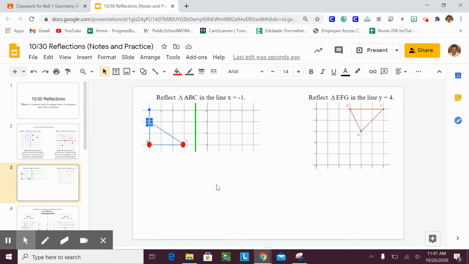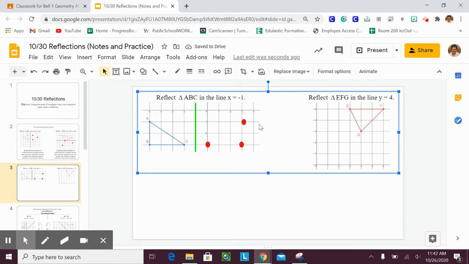All right, I know A is 1, 2, 3, 4 away from the green line, so I'm going to go 4 in the other direction. 1, 2, 3, 4. Okay, I know B is 1, 2, 3, 4 as well from x equals -1, so I'm going to go 4 in the other direction. And that's too far. All right. And then C is 1 away, so I'm going to go 1 in the other direction. And there we go. So now we have it across the line x equals -1.